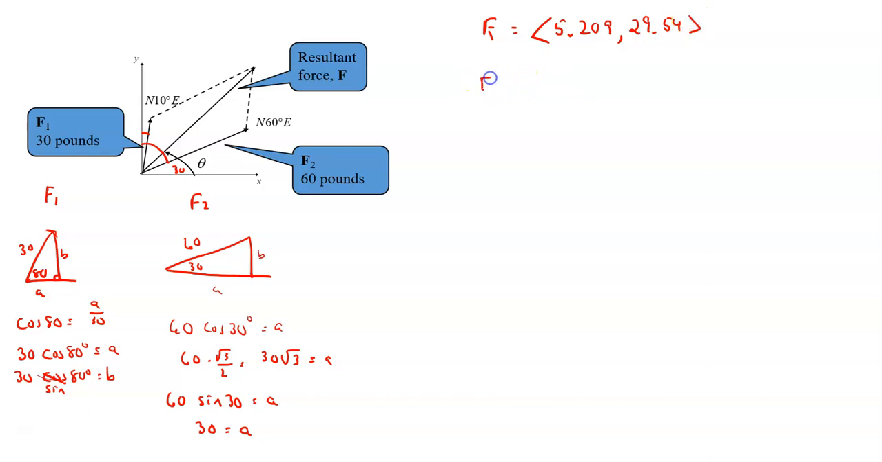Okay. Force 2 we said was 30 square root of 3. Since I have the other ones in decimals, I might as well write this in decimal form also. So 30 square root of 3, 51.962. And then the second component is just 30.